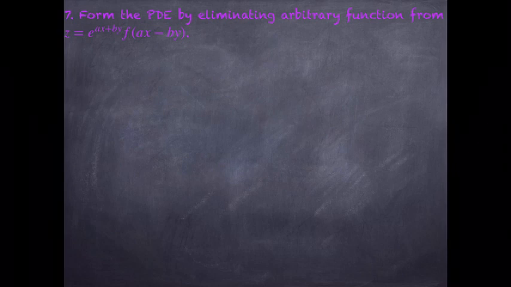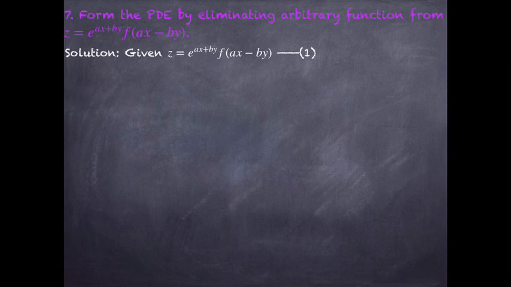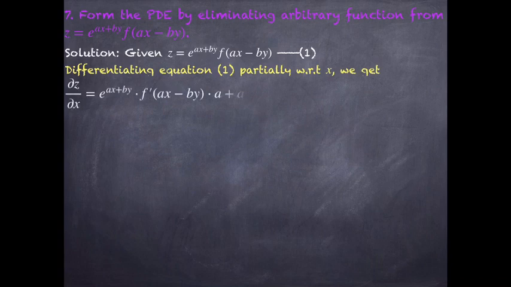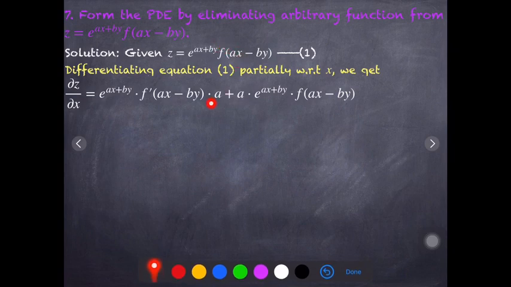Now moving to the 7th problem: form the PDE by eliminating the arbitrary function from z = e^(ax+by) f(ax − by). Take the given equation as number 1, differentiating partially with respect to x, we get, observe here, both are functions of x, apply the product rule. ∂z/∂x is equal to e^(ax+by), the first function as it is, into the differentiation of f, which is f'(ax − by) into the differentiation of ax, which is a, plus the differentiation of e^(ax+by), which is a, into the second term f(ax − by) as it is.